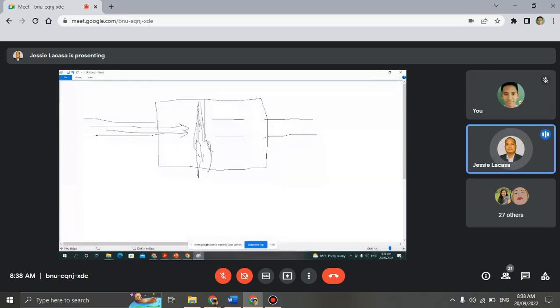So, makita na ninyo unsay gamit sa dew point temperature sa psychrometric chart. Okay? So, mao na iyang purpose, no? So, that is one way of dehumidifying the conditioned space. Okay?